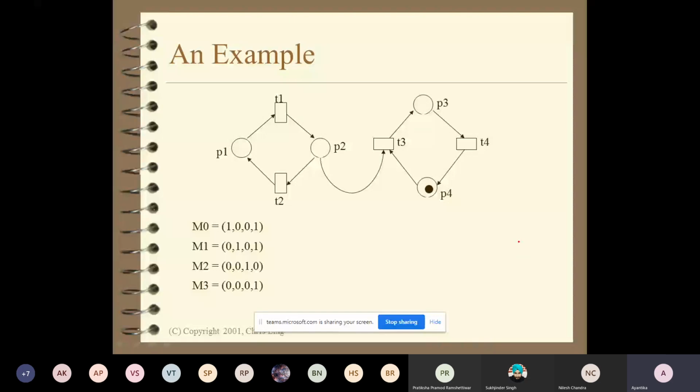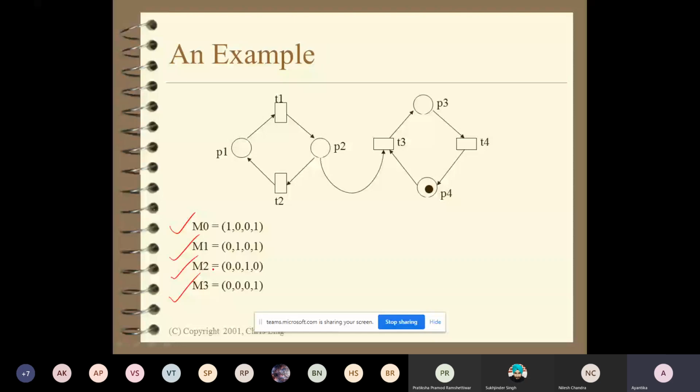Take this example. In this case, these are the transitions. You can check step by step. You will get these are your markings, M0, M1, M2, M3. These are, what I can say, actually forming your reachability matrix.